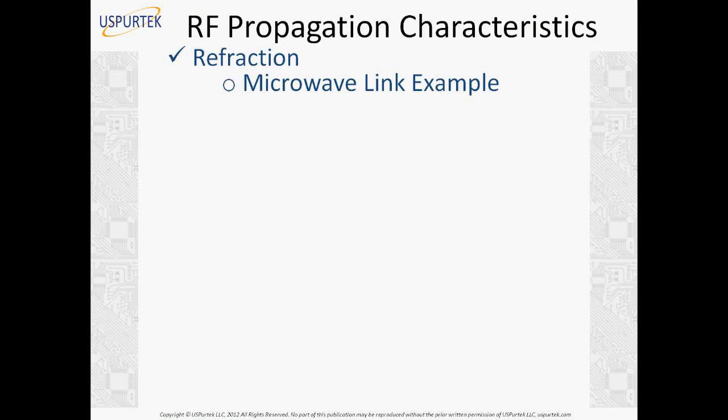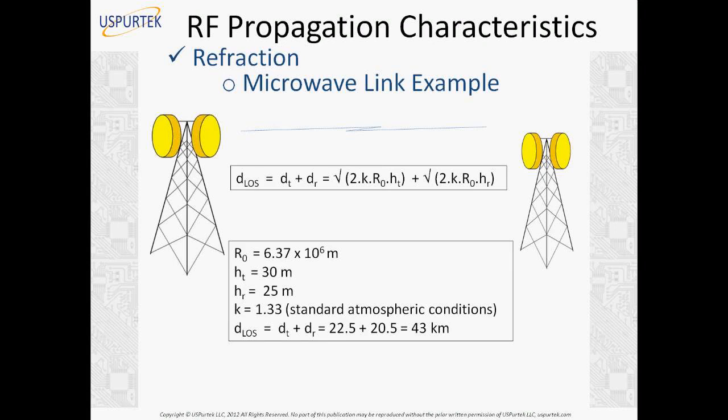Well, let's take a microwave link example, because the troposphere refraction has more use over there for tower-to-tower communication. So here we take the value of the Earth's real radius R0, and HT is 30 meters, the height of the transmitting microwave tower, and HR is the receiving one, the other side, 25 meters. And K, we take as 1.33. This is for standard atmospheric conditions. This is a very standard value.